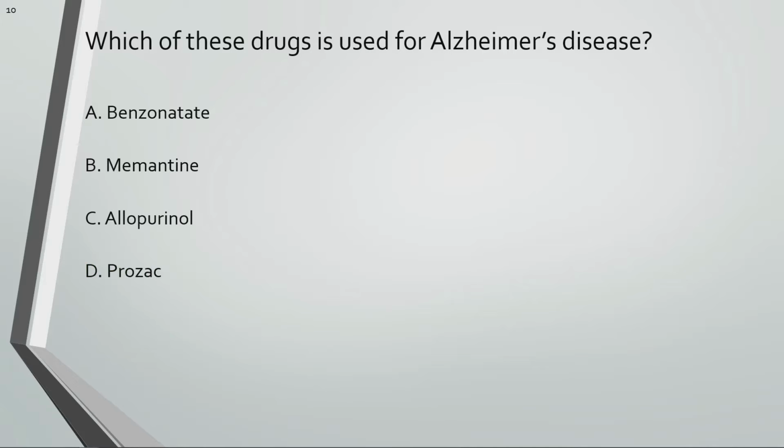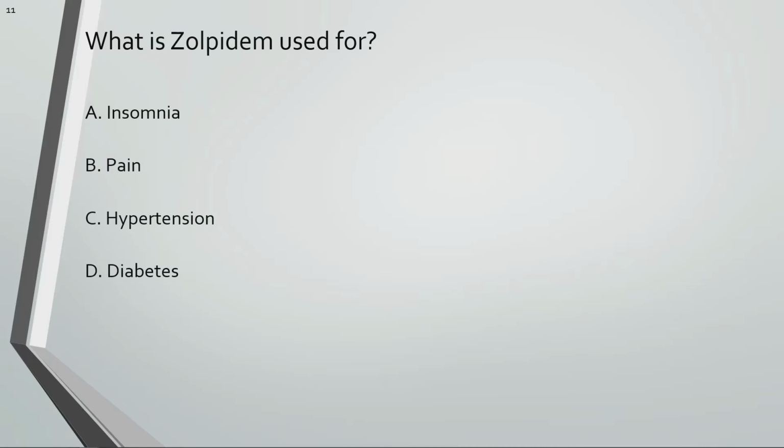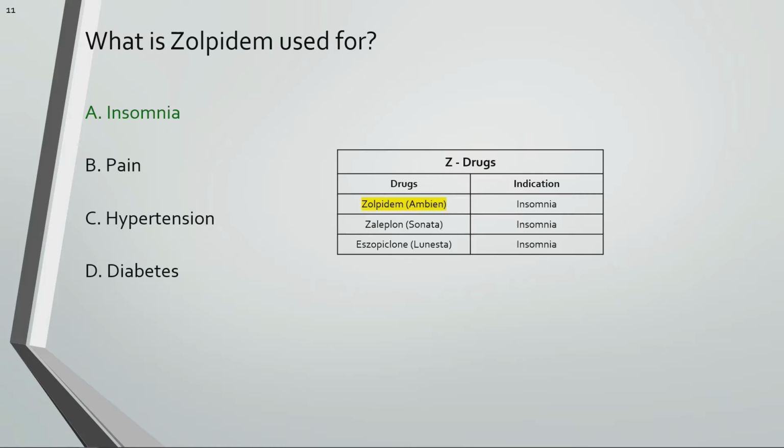Which of these drugs is used for Alzheimer's disease? Memantine or Namenda is used for Alzheimer's disease, which is a condition characterized by memory loss. Benzonatate is used for cough, allopurinol is used for gout or to reduce uric acid concentrations, and Prozac is used mostly for depression. What is Zolpidem used for? Zolpidem, along with zaleplon and eszopiclone, are known as Z-drugs, and they're used for insomnia or to help with falling asleep.